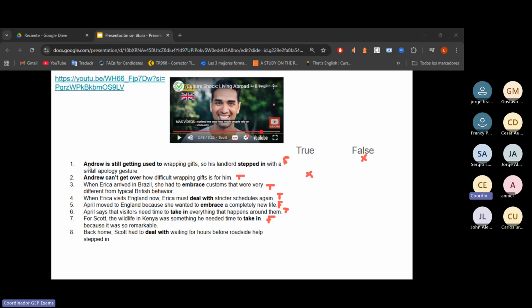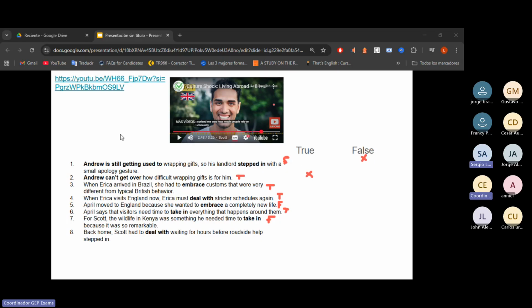Entonces aquí la primera, Andrew sigue acostumbrándose a envolver regalos. Por eso su arrendatario lo ayudó con un gesto de disculpas. Esta es falsa porque el arrendatario no le dio el regalo, no lo ayudó, él no step in por esta razón, porque él no sepa arreglar regalos, sino porque Andrew acá dice que había un problema en su apartamento, una gotera. Por eso sé que esto es falso.